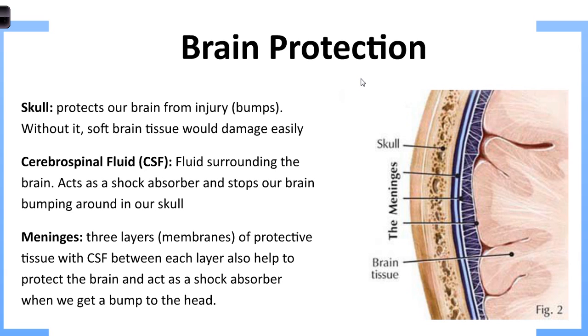The cerebrospinal fluid is a fluid that essentially surrounds the brain, and that already acts as a bit of a shock absorber. If there was just a space, and the brain could rattle around in the skull, whenever it bumped the sides it would cause bruising or could cause damage. So cerebrospinal fluid fills in the spaces around the brain to try and prevent movement and bumping. It acts as a bit of a shock absorber.